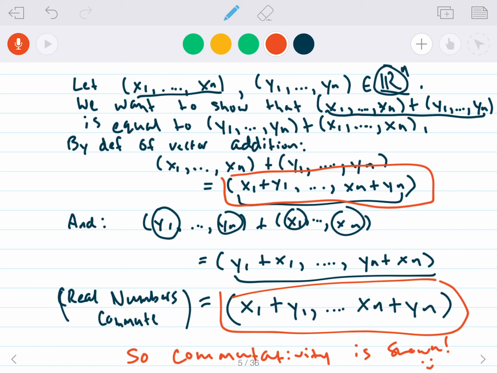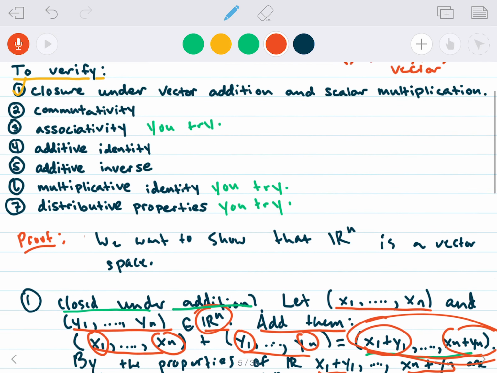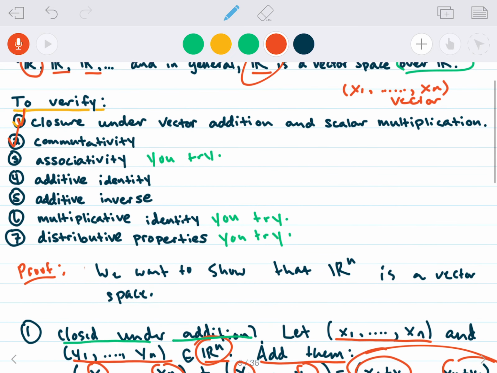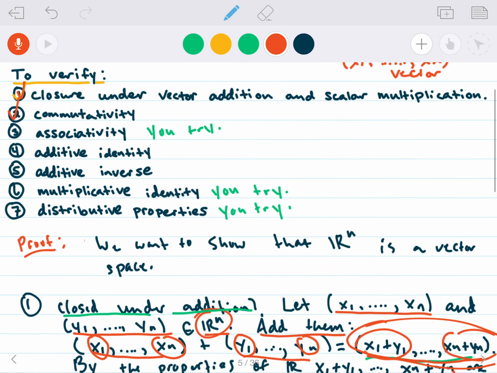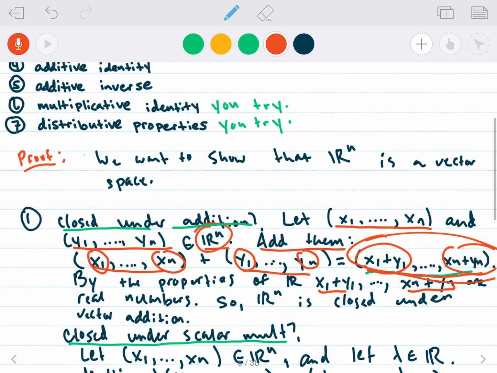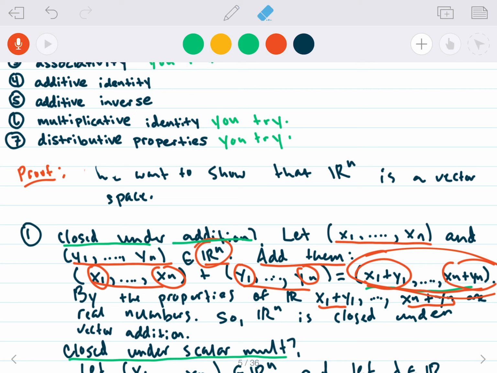Sweet. Okay, so we did commutativity. That's done. I told you guys to try associativity, because if I went through each one of these, gosh, you guys would be so bored. You'd never watch a video again. So try the associativity and the 6 and 7 yourself. I'm going to do additive identity. All right. So what does that mean? And actually, I'm going to erase some stuff because I'm running out of room.